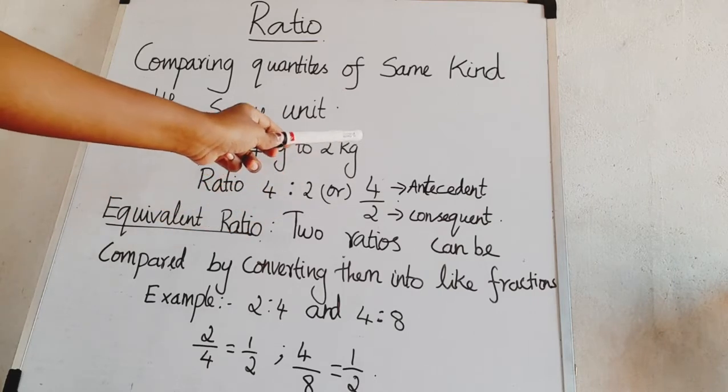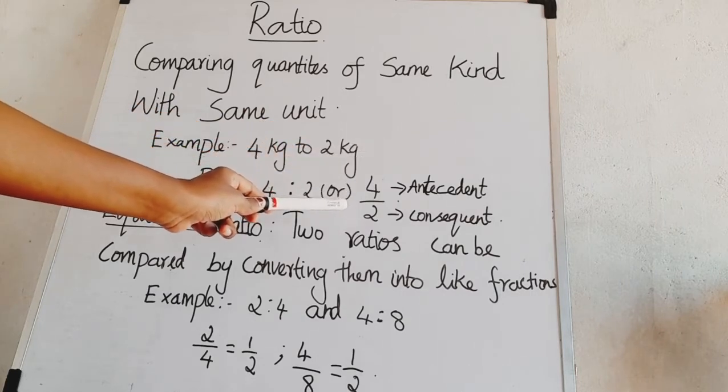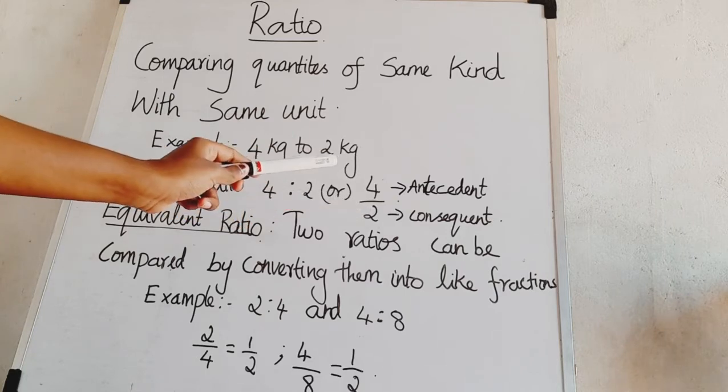So the numerator is the antecedent and the denominator is the consequent. Keep that in mind.